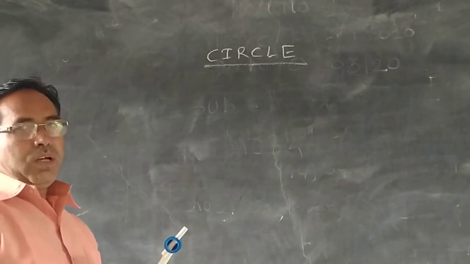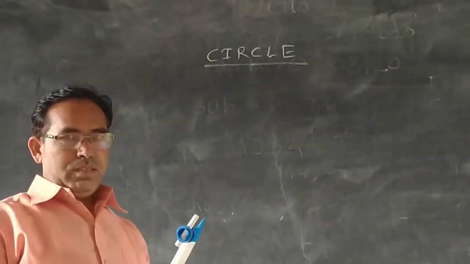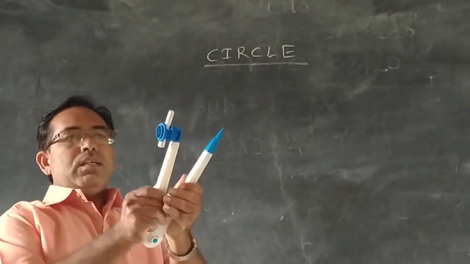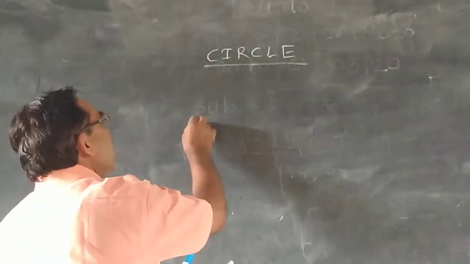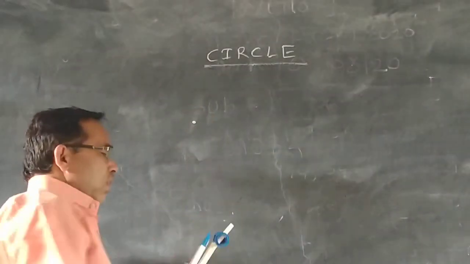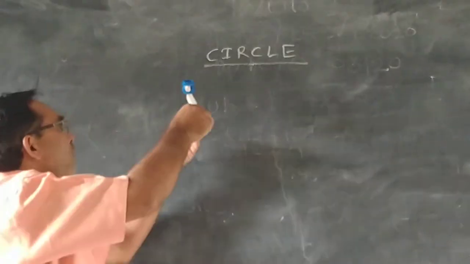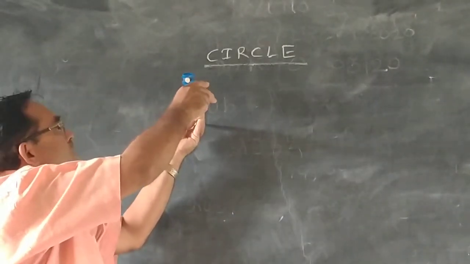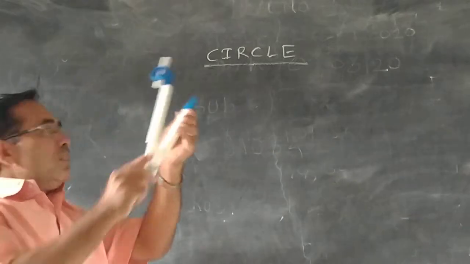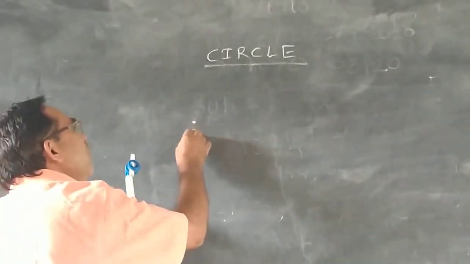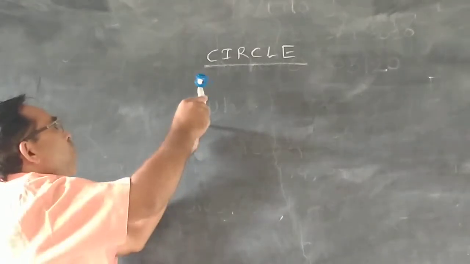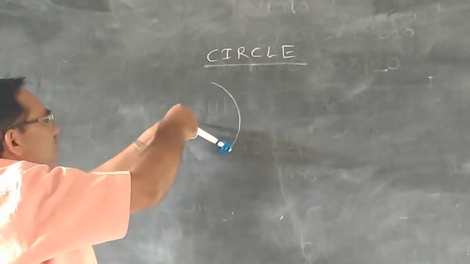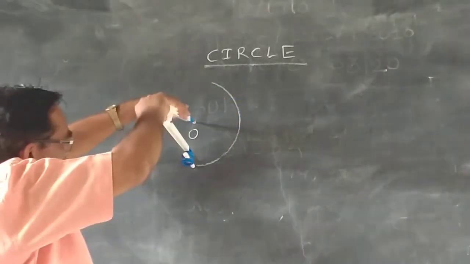We all know how to draw a circle. We take this type of compass, put this iron point on point O, take some distance, put the plastic point, and draw the circle here in this way.